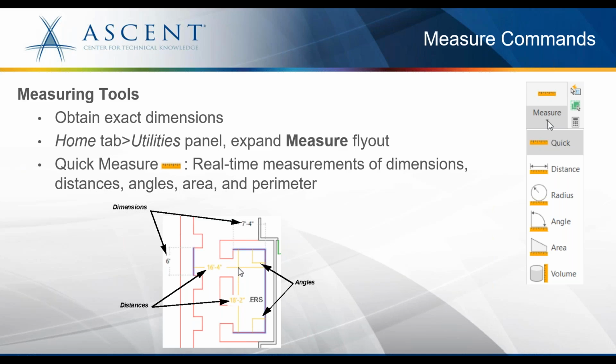Now, the first one is the quick measure tool, and as the name says, it provides you with multiple measurements in real time. Therefore, it's a quick and easy way of obtaining the dimensions, distances, angles, areas, perimeter, etc. And you can achieve this in a single command. As you can see in the image at the bottom, you can see the distances, dimensions, and right angles are provided using this quick measure tool.